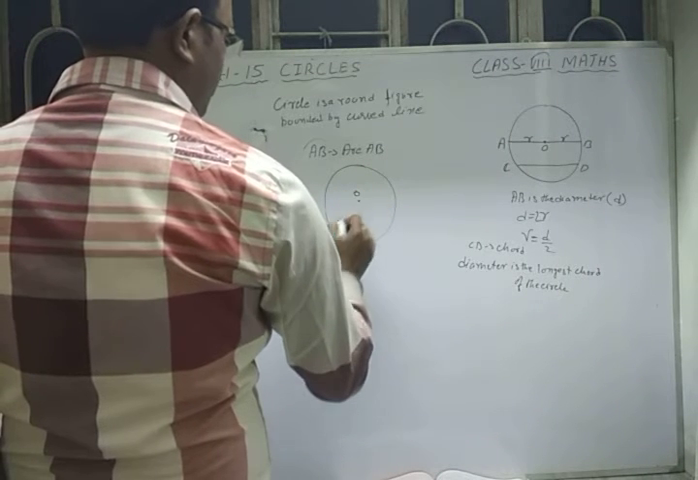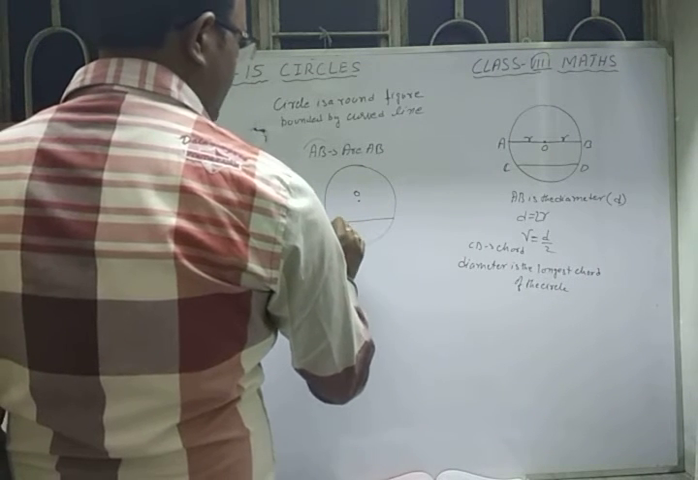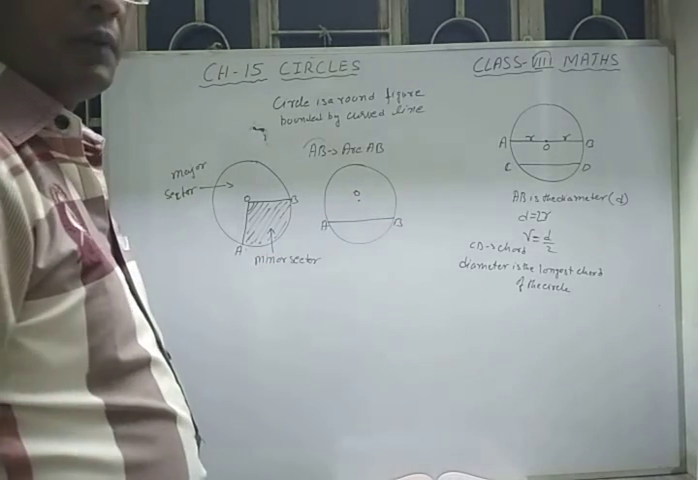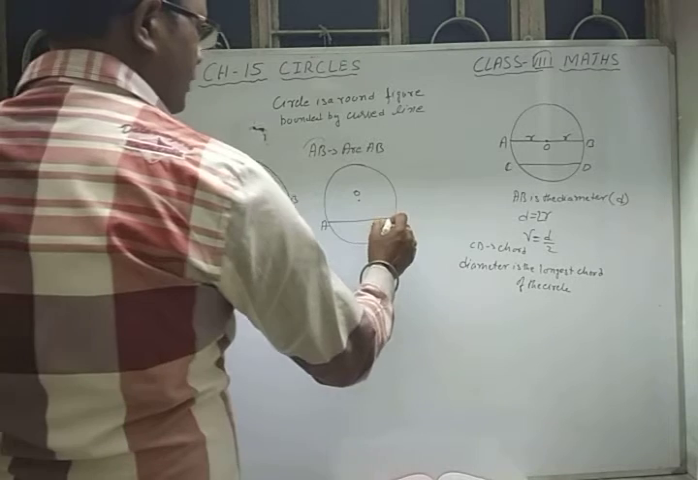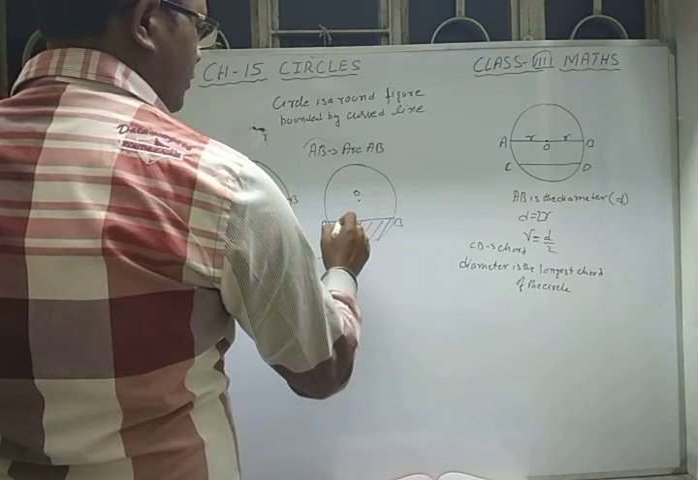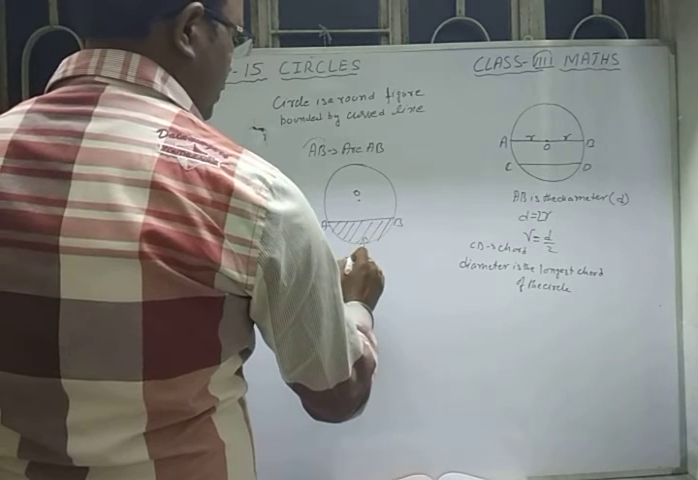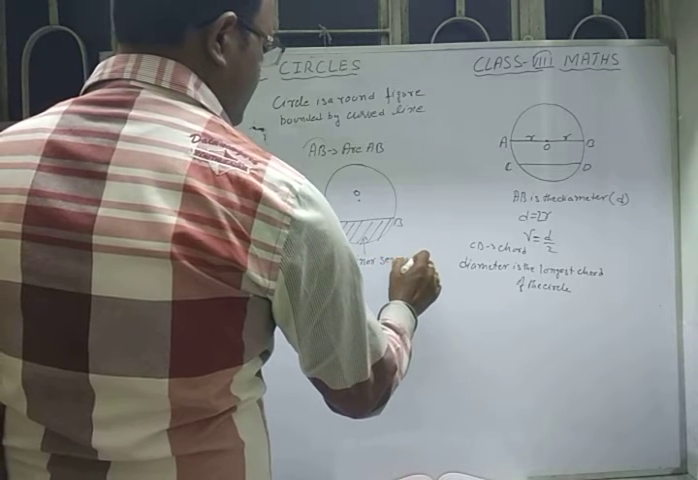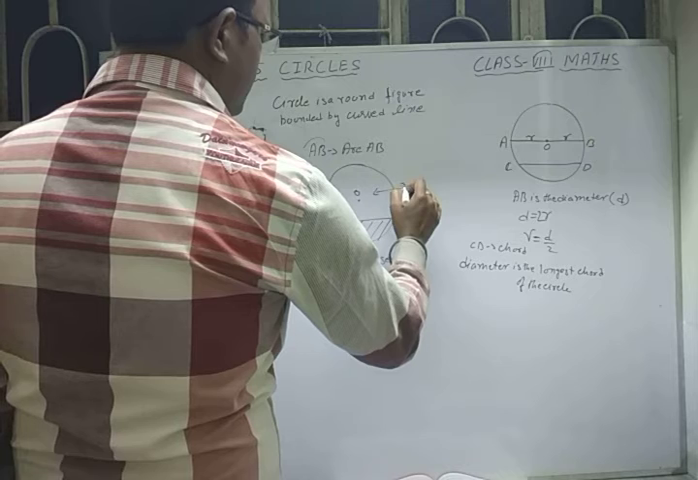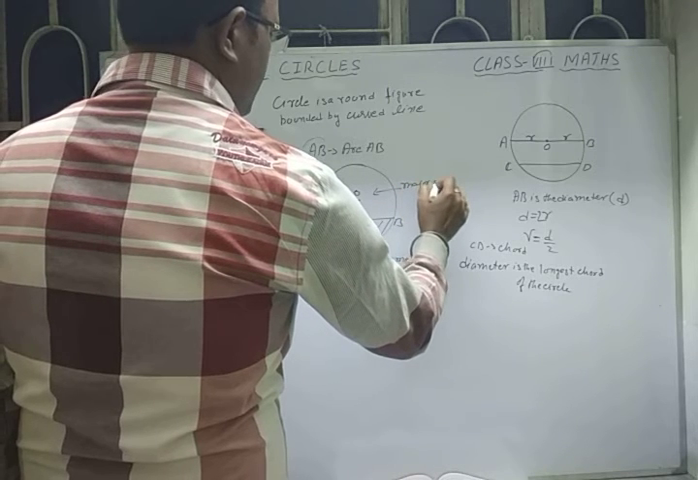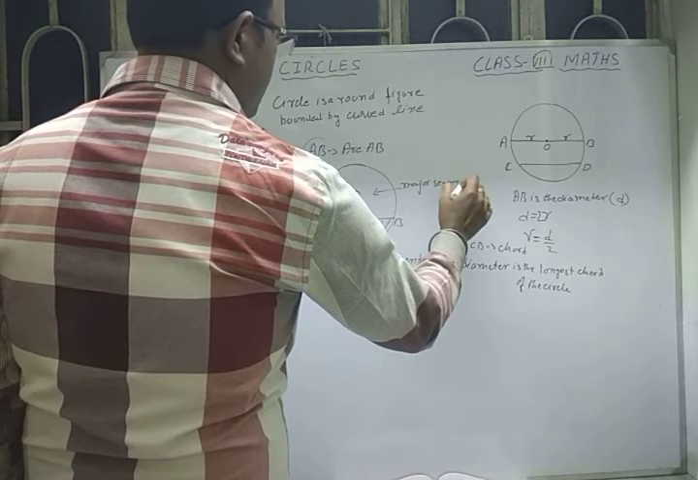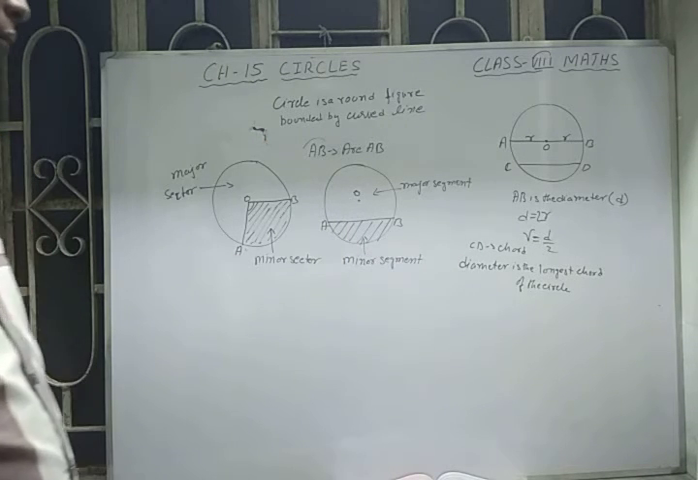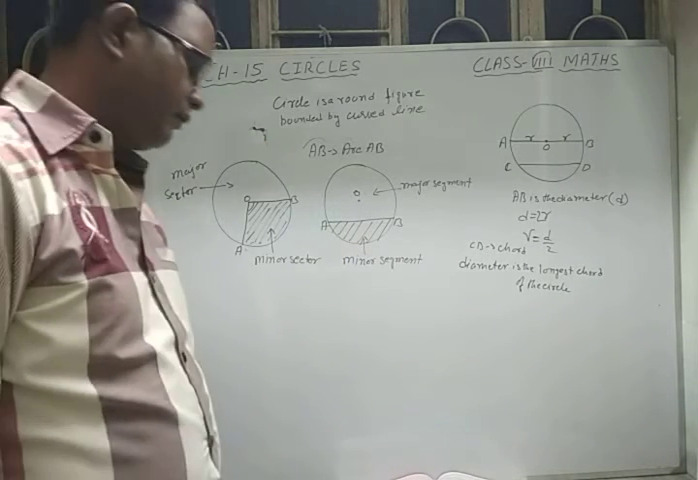Now I will draw another circle. This is the center O. If I draw a chord like this, AB, this chord divides the circle into two parts. The smaller part is called the minor segment, and this is called the major segment. So these are the important things that we should know.